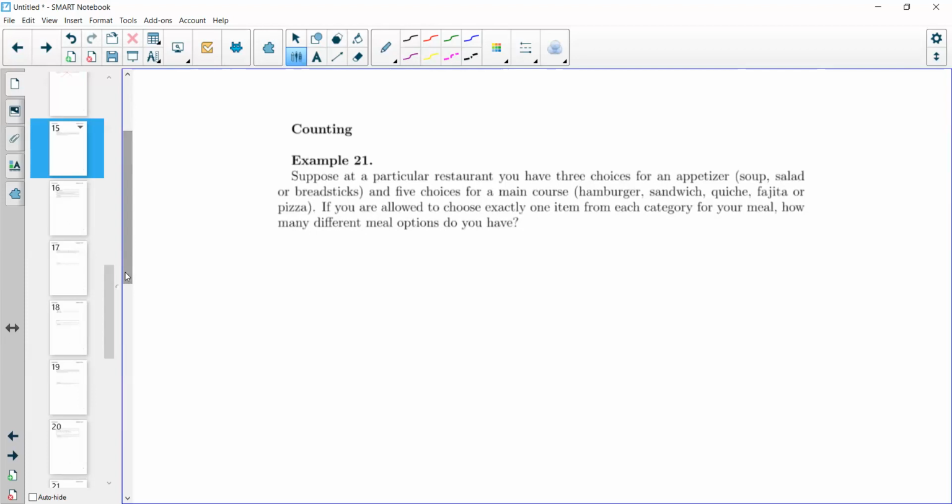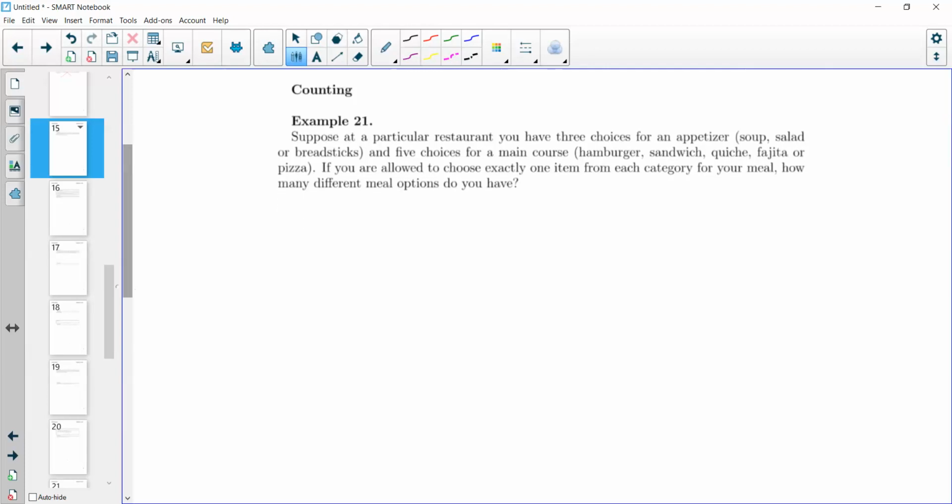So that brings us to our next topic, counting. Does everybody know how to count? So let's see how this works. Suppose at a particular restaurant you have 3 choices for an appetizer: soup, salad, or breadsticks, and 5 choices for a main course: hamburger, sandwich, quiche, fajita, or pizza. If you're allowed to choose exactly 1 item from each category for your meal, how many different meal options do you have? So let's do this the long way first.